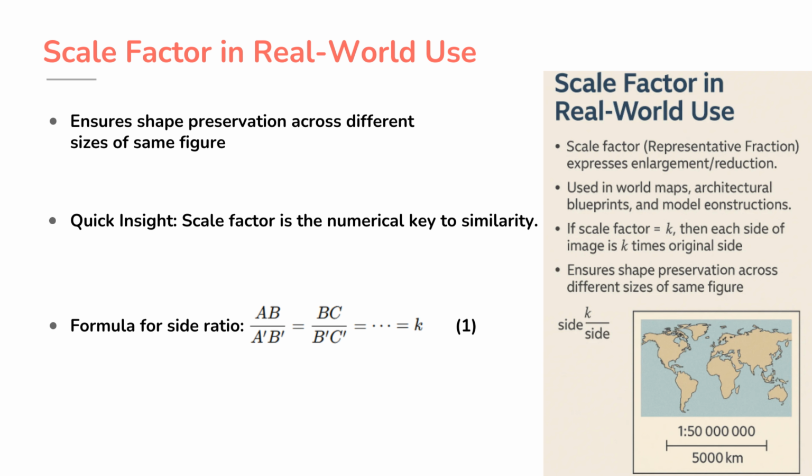Now, let's talk about how we calculate this. The formula for side ratios is AB divided by A'B' equals BC divided by B'C' equals K, where K is the scale factor. This constant K tells you how much the figure has been enlarged or reduced.